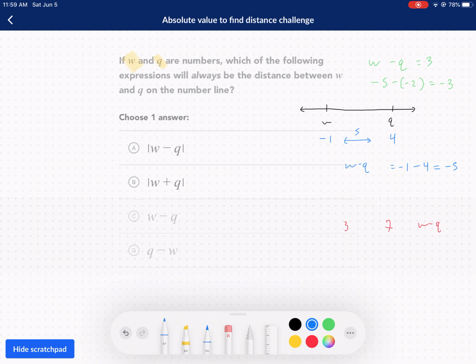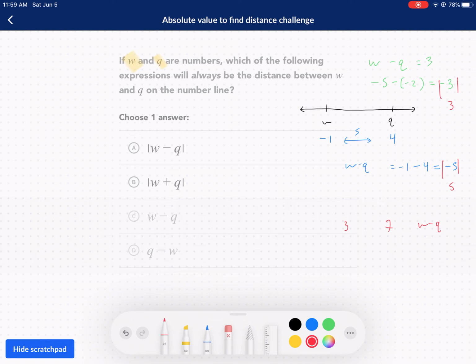So we tried it with a few different methods. We didn't try it with Q as the bigger number, but there's still going to be those same issues. So how do you account for that? That's what absolute value does. If you take the absolute value of this, it gives us a distance of 5. If we take the absolute value of this, it gives us a distance of 3.